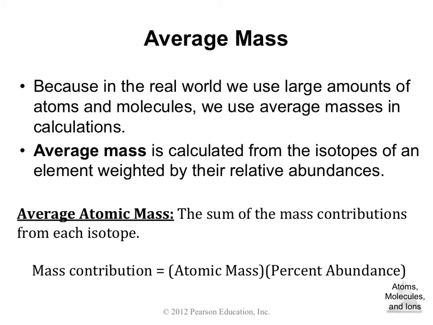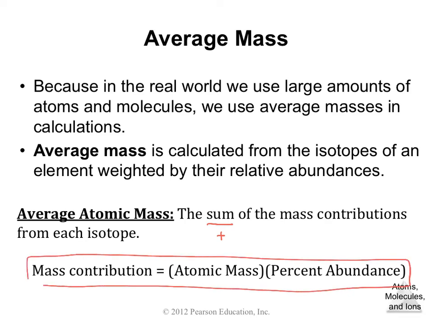We're going to take the sum, and for the sum, we're going to add the mass contributions for each isotope. So to find the mass contribution, that is this right here. We're going to take the atomic mass times the percent abundance. And remember, when you multiply by a percentage, you need to move the decimal back 2. So let's try one of these.